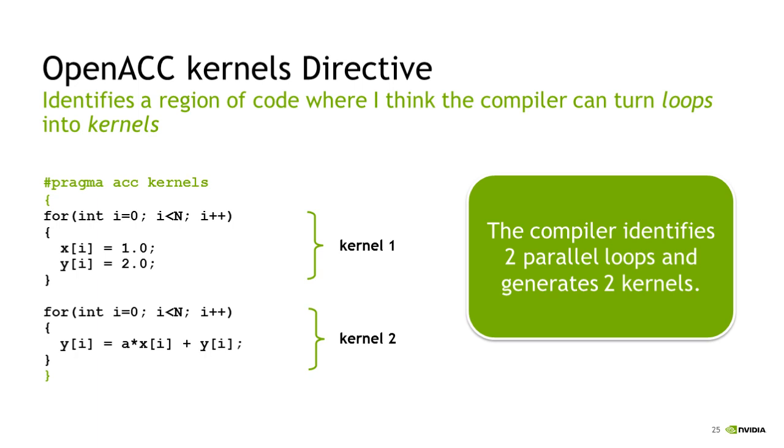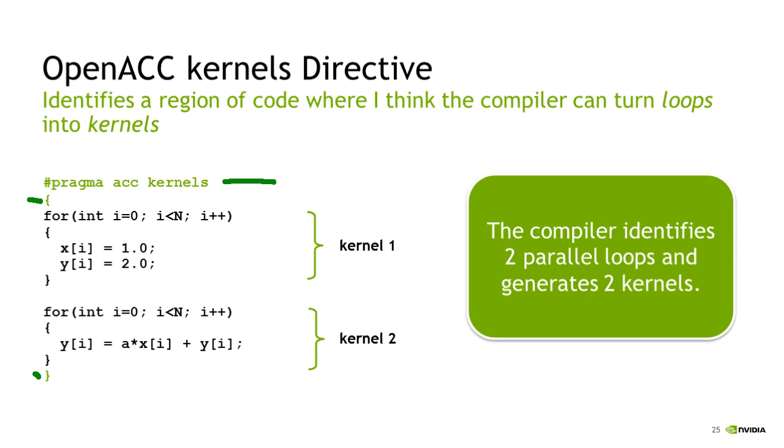So we have a region. In this case, I'm writing in C, so I have some curly braces to identify the region, here and here. And I'm applying the kernels construct to that region. The compiler is going to look at this, see two different loops, and generate what we will call two kernels. Let's not get hung up on that terminology just yet. I'll show in a moment what that means.